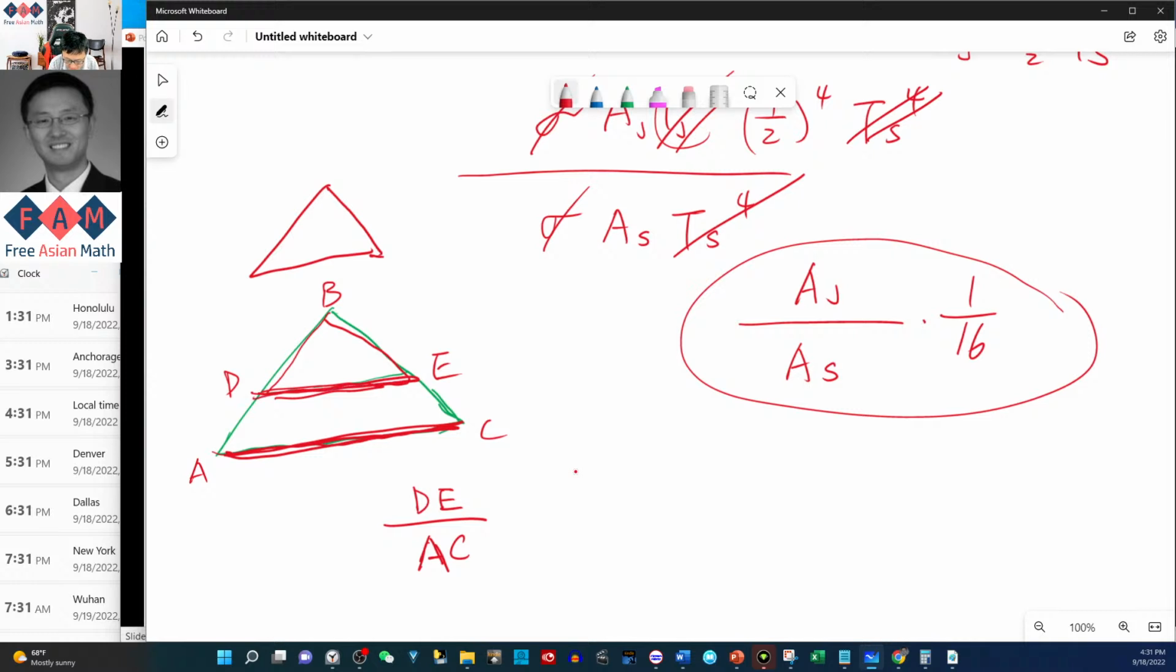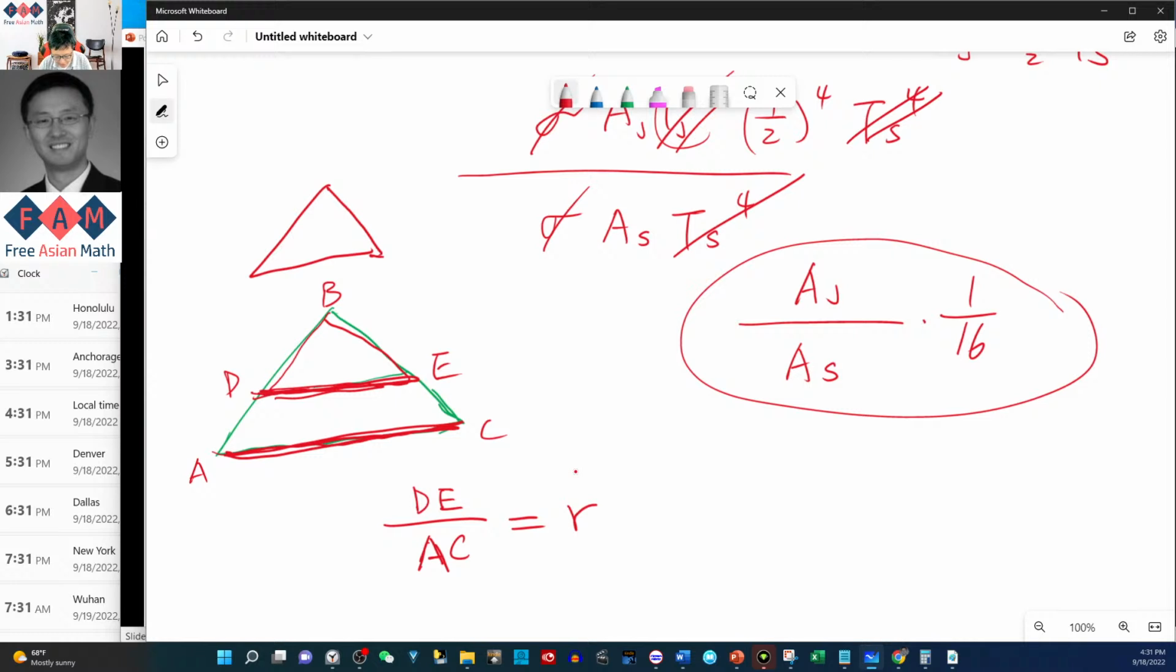This is a line segment, right? A line segment is a one-dimensional quantity. Let's call this R, representing a ratio. So this is the similarity ratio between those similar geometric figures.